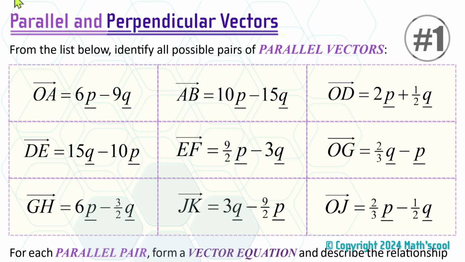Okay, so this is your question 1. You've got 9 different vectors there. You have to find all possible pairs of parallel vectors. And for each parallel pair, you have to form a vector equation like we did on the previous page and describe the relationship like we did on the previous page. So take a screen grab there. It will be linked underneath as well.